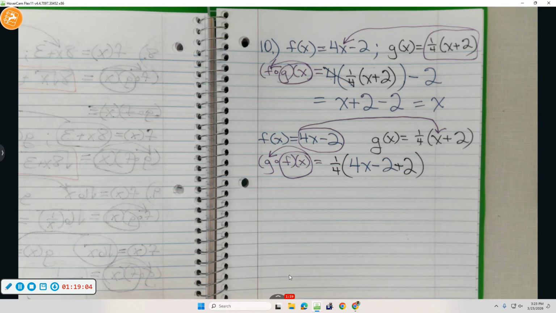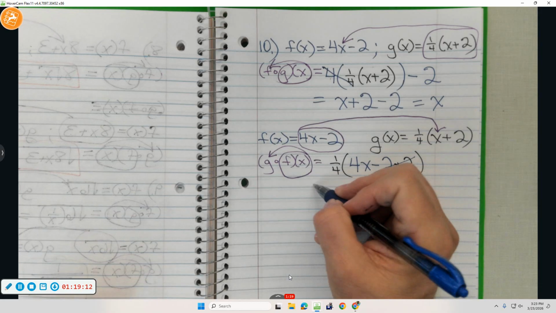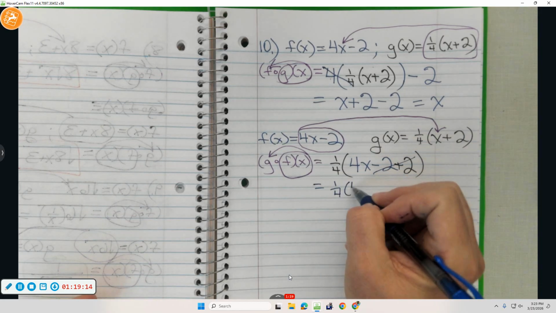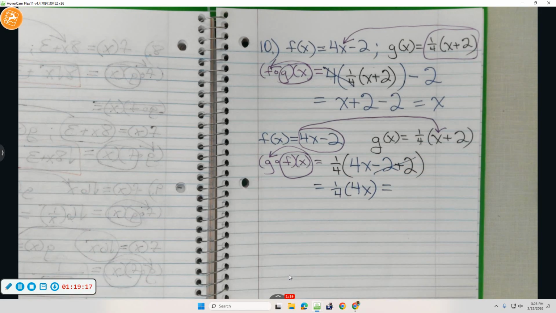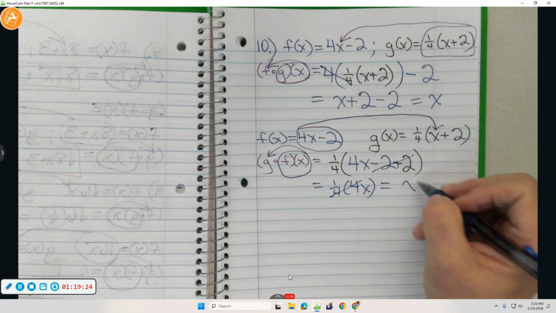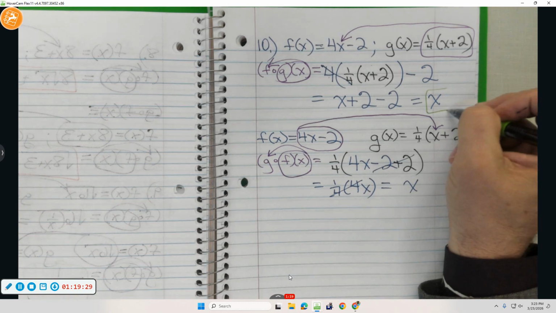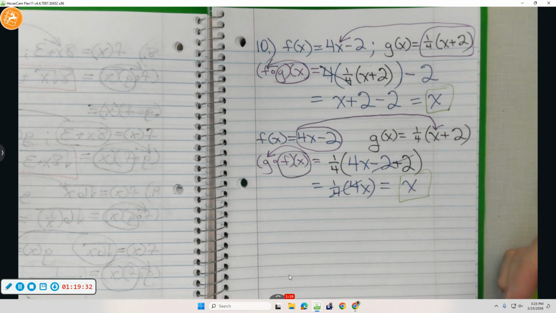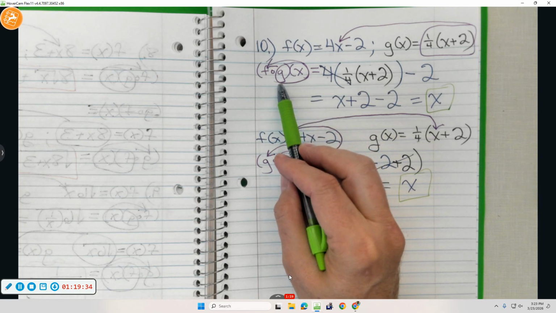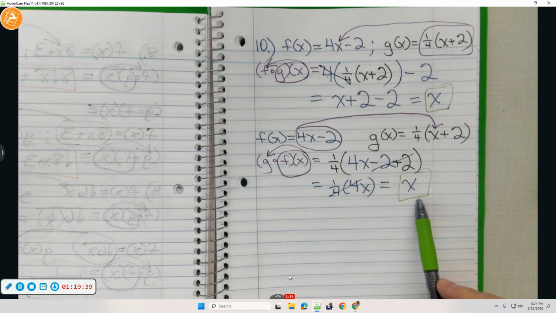Looking inside those parentheses, two things are about to disappear. What are they? The negative 2 plus 2. So all you have left is 1/4 times 4x. What's going to cancel out now? The 4's, leaving us just 1x for the composition. Well, look at that. F composed with g of x reduced to x. G composed with f of x reduced to x.